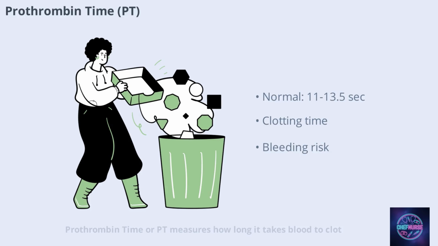Prothrombin time, or PT, measures how long it takes blood to clot. The normal range is 11 to 13.5 seconds. Prolonged PT can indicate liver disease, vitamin K deficiency, or anticoagulant use. For the NCLEX, know when to report abnormal PT values and how to manage patients at risk for bleeding.